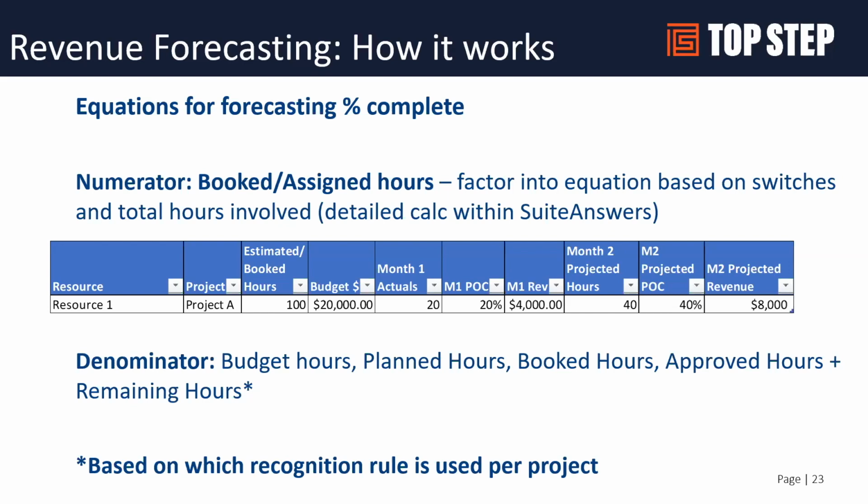So, your numerator is obviously your booked or assigned hours, depending on how you're setting it up. And then your denominator, depending on how you set your rules up, could be your budgeted hours, it could be planned hours, it could be your booked hours, it could be your approved hours plus remaining hours. So it's going to use however the rules are set up to factor in the denominator of the projections.